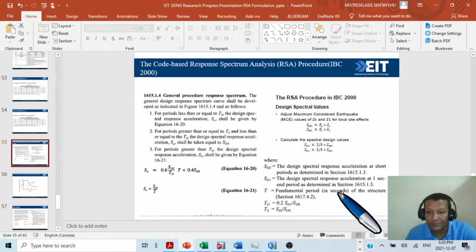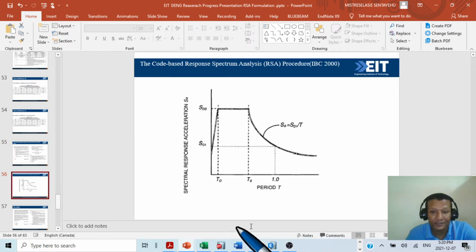T is the fundamental period of the structure. T0 is 0.2 times SD1 over SDS, and SD1 over SDS will be Ts. So you have T0, Ts, and 1 second SD1. We will find here we have SDS. This is the constant acceleration point, this is the constant velocity point.